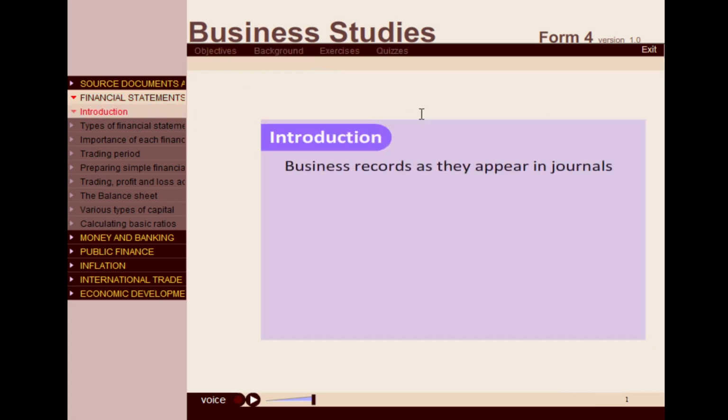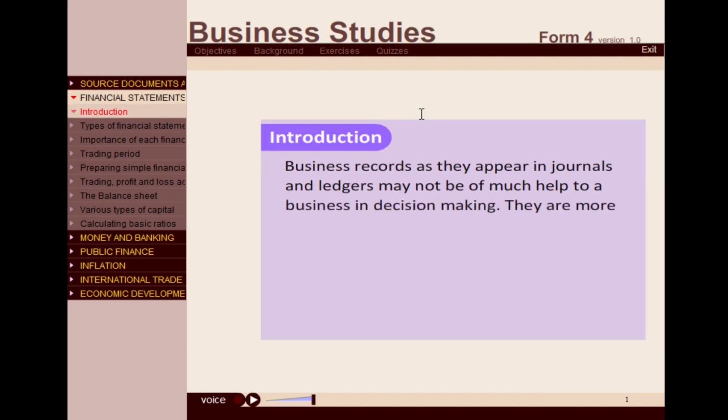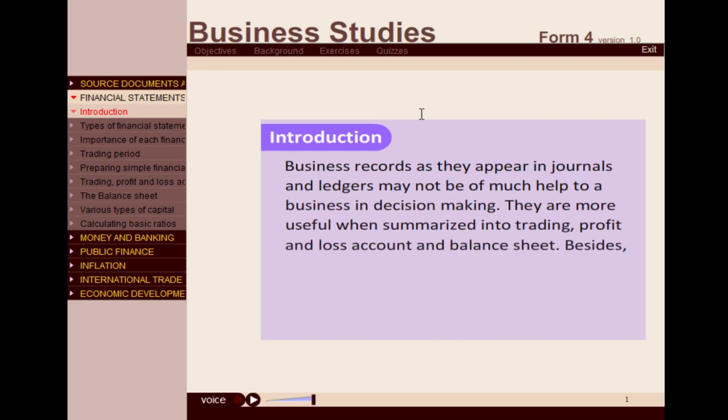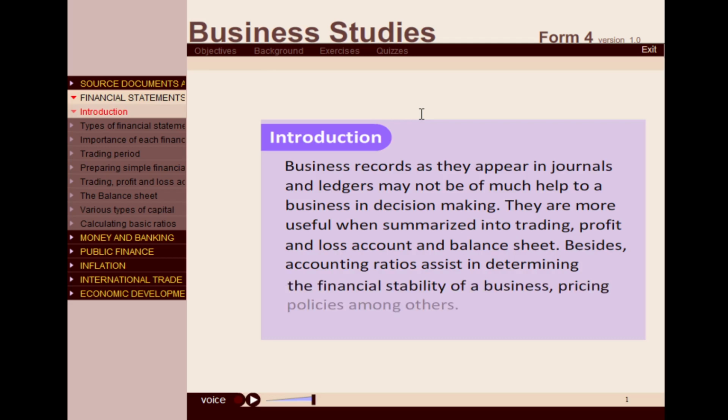Introduction. Business records as they appear in journals and ledgers may not be of much help to a business in decision-making. They are more useful when summarized into trading, profit and loss account, and balance sheet. Besides, accounting ratios assist in determining financial stability of a business, pricing policies, among others.